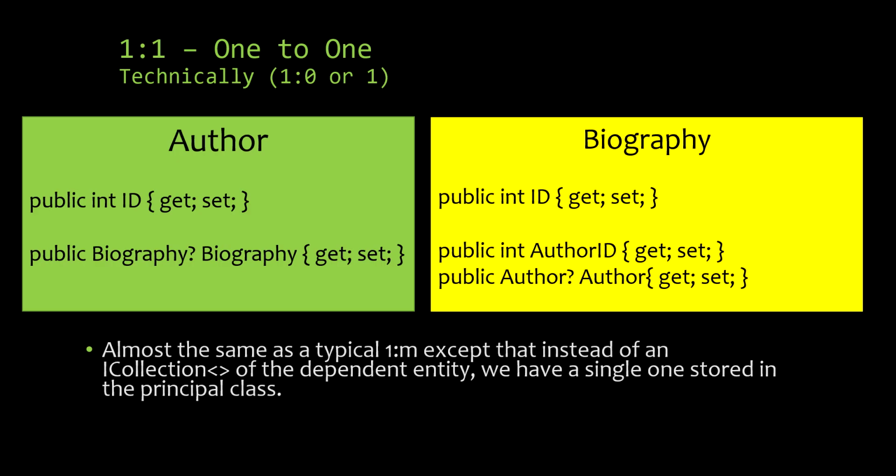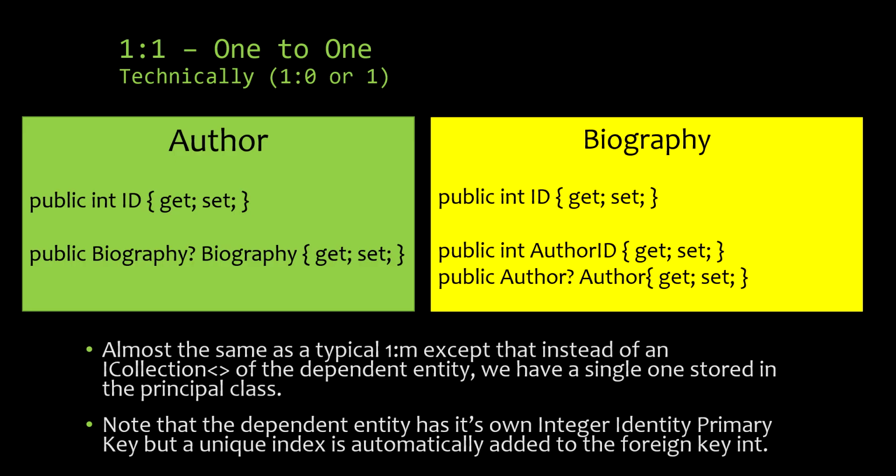Now, in this arrangement, the dependent entity here, our biography, has its own integer identity primary key. But if we model this, Entity Framework Core will automatically add a unique index on the author ID property in biography. In other words, it will make sure that we don't have two biographies for the same author, even though it has its own integer primary key. All right, so that's one way that we can actually model it, and this does work.